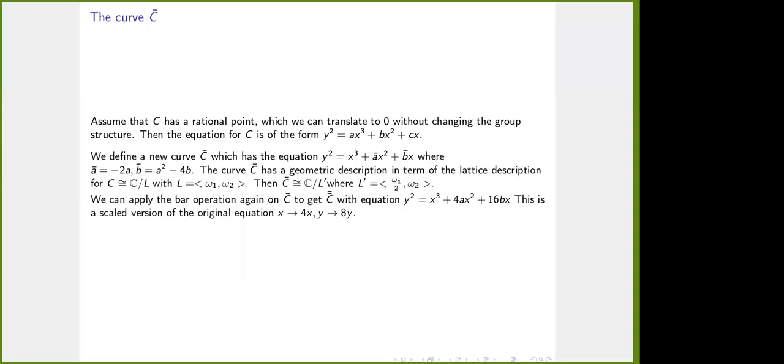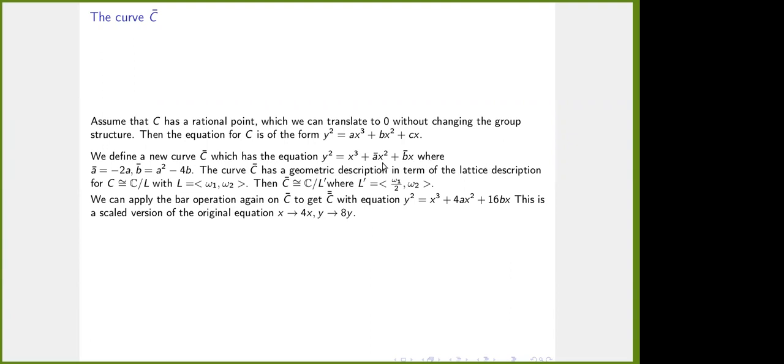Okay, so we define a new curve C bar, which has this equation. I'm changing the coordinates here: instead of a, I have a bar, and instead of b, I have b bar. And I wrote this wrong here. It's x cube plus ax square plus bx. Sorry about that. So it's x cube plus ax square plus bx, and the conjugate equation will be x cube plus a bar x square plus b bar x.